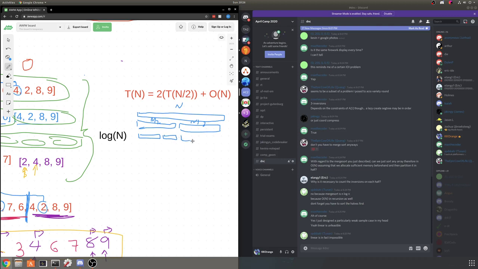And the third layer requires you to do 4 sets of n on 4 work, and so on. And the point is that each of these layers requires you to do order n work. The number of layers is log n, because after you've split things up log n times, you end up with single elements, which you can do in constant time each.